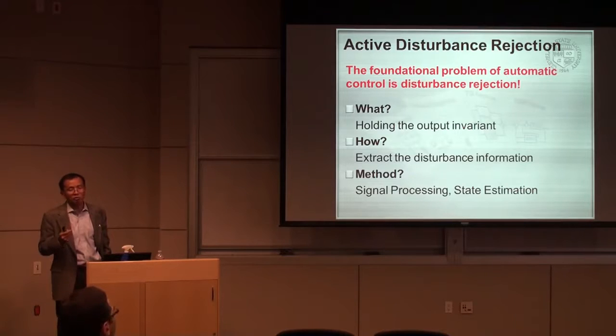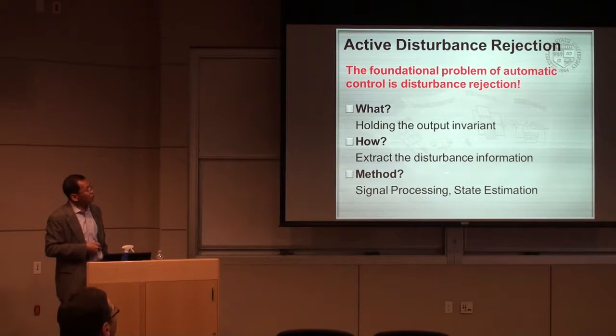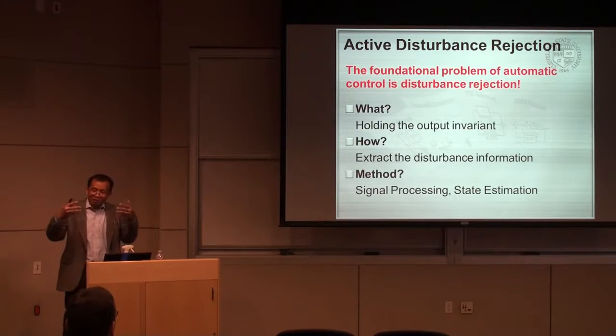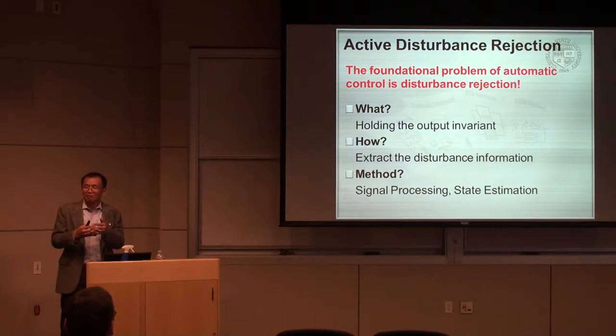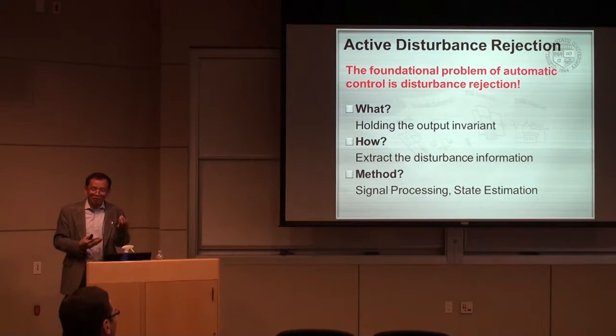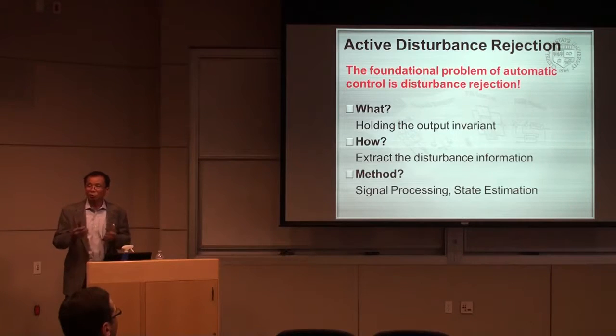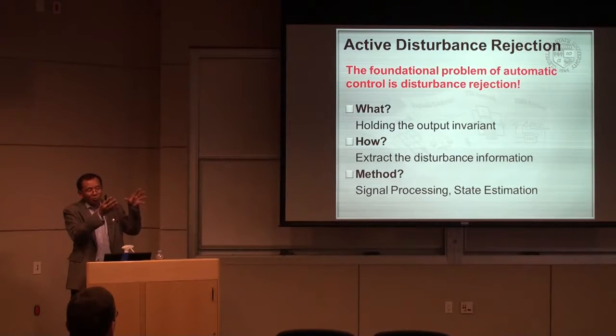And disturbance is meant in a more general sense, not just external disturbance, but also internal variation, which we call dynamic uncertainties. Right? And the key is how do you extract the disturbance information. The information is there, it's hidden. This is where information and control come together. They stay on the same page. Norbert Wiener was right. They should never be separated. The control problem at the bottom line is an information problem. And how do we get it out? Signal processing, state estimation. So we turn a modeling problem, a problem of mathematics, into a problem of signal processing.